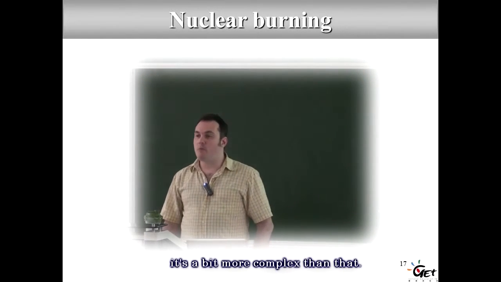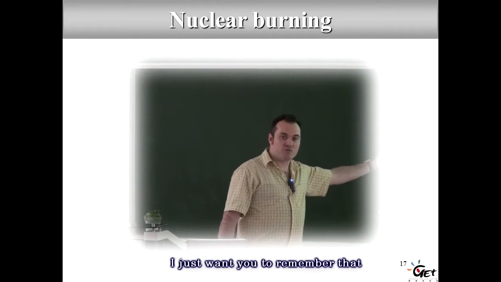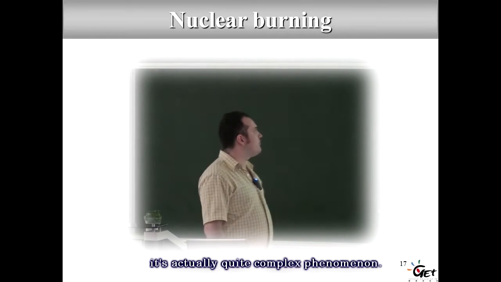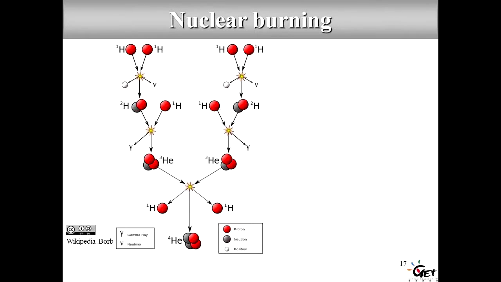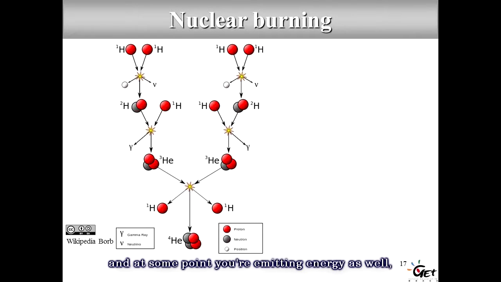So actually it's a bit more complex than that. I don't want you to remember that. I just want you to remember that it's actually quite a complex phenomenon. You don't go directly from hydrogen to helium. You have a chain of reactions. But something that you have to remember is this thing, it's neutrinos, and those gamma are important. These are photons. So this reaction is telling you that at some point in the reaction you're producing light, photons, or energy. So you take 2 hydrogen, you mix them, a third hydrogen here, and you mix them together, and at some point you're emitting energy as well, in the form of light.